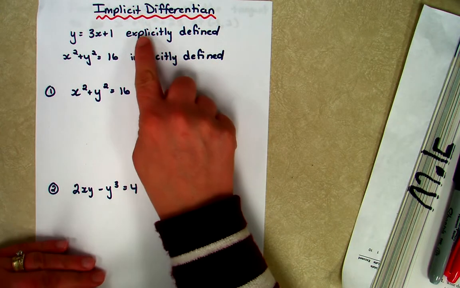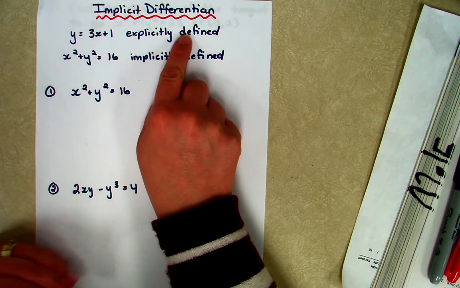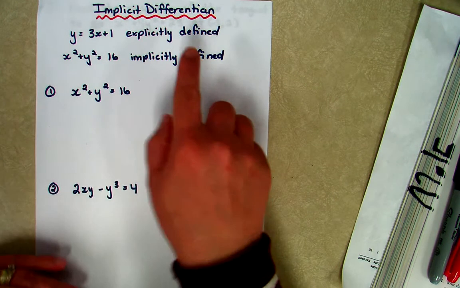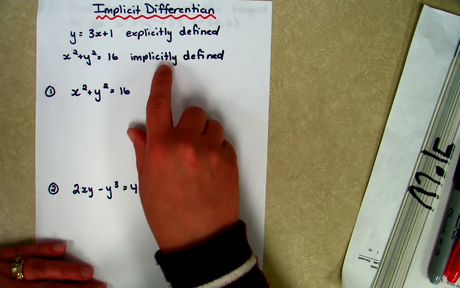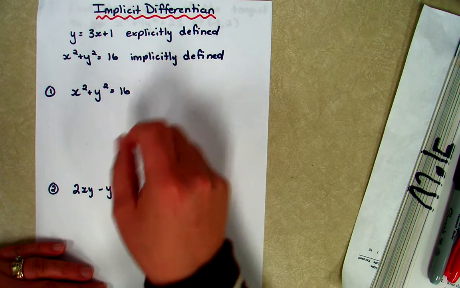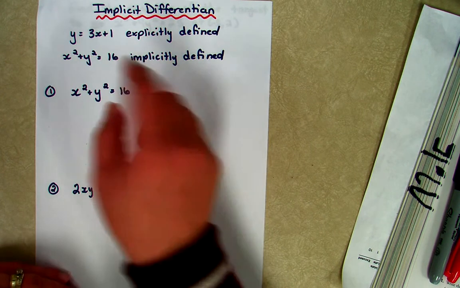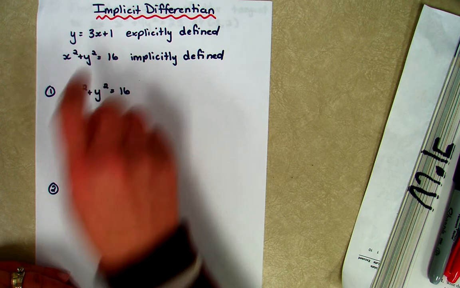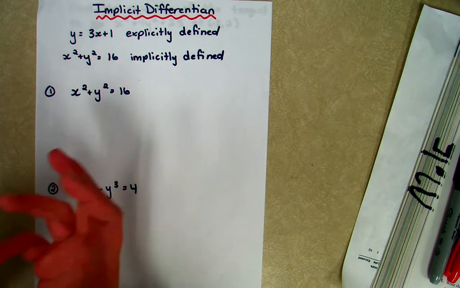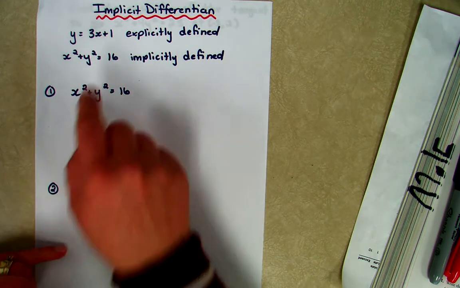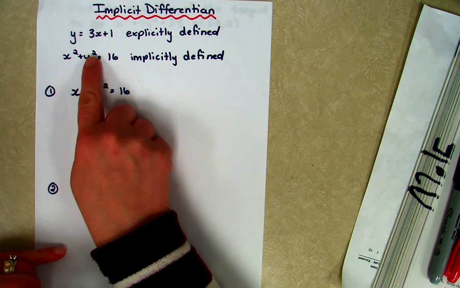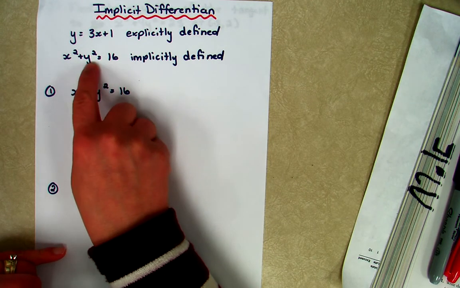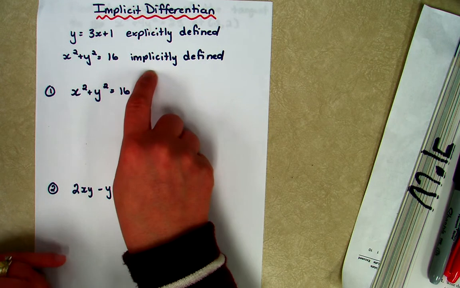Okay, so this video is going to look at implicit differentiation, and as explained in the content, the difference between an explicitly defined function and an implicitly defined function is whether or not y is isolated. So if we have a function y equals 3x plus 1, the y is by itself, isolated or outside the function. If I have a function like x squared plus y squared equals 16, then y is inside or part of the function, and we say that that is implicitly defined.